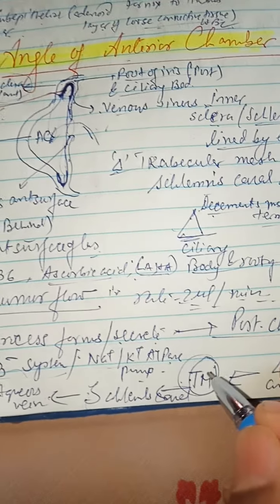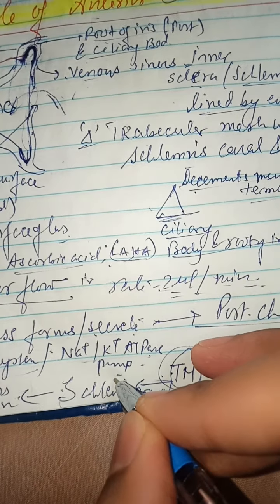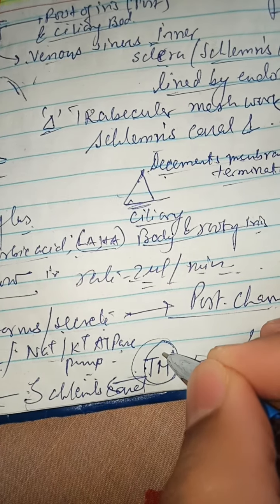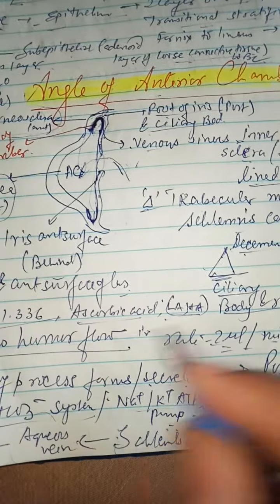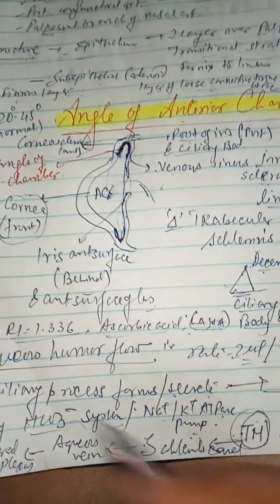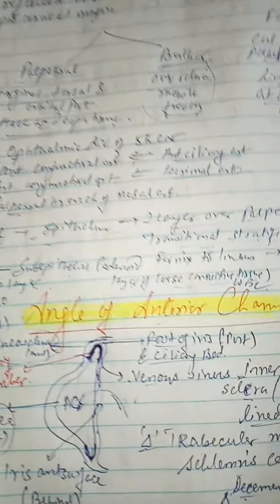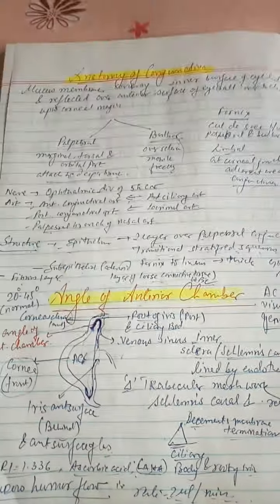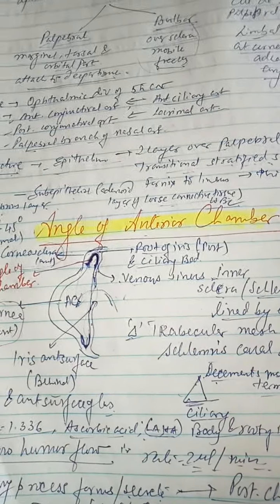If there is any problem in the canal of Schlemm, if the canal is blocked or the trabecular meshwork is disrupted, there will be glaucoma. There will be a chance of intraocular hypertension. So this is known as glaucoma. So this is all about the anatomy of the conjunctiva and the anatomy of the angle of the anterior chamber.